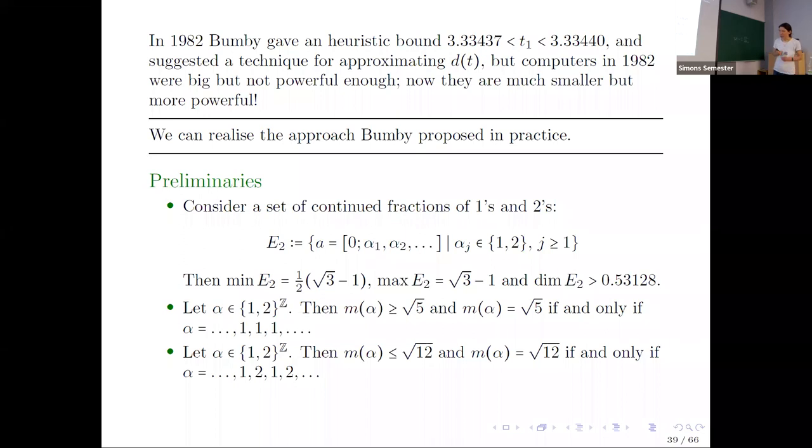So now let's try a few examples. Markov numbers are at least as big as square root of 5. Since both spectra agree, we will be dealing with the Markov numbers because they turned out to be easier to study. The first observation is that all Markov numbers are bigger than square root of 5, and square root of 5 corresponds to this isolated sequence. They are also smaller than square root of 12, which corresponds to the sequence 1, 2, 1, 2, 1, 2.